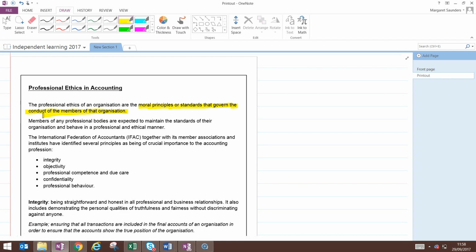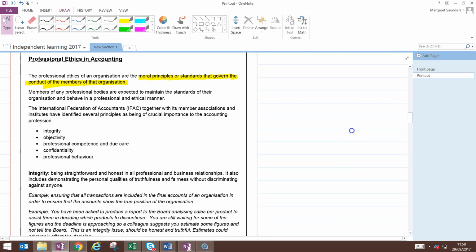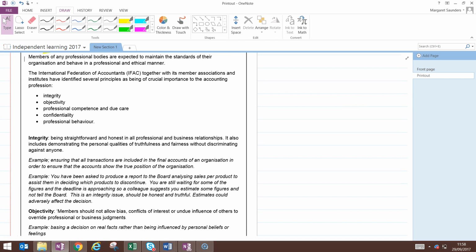If you eventually choose to join a professional body, you will be expected to behave in a manner that observes their ethics. Now, the International Federation of Accountants have identified several principles that are important to the accounting profession. The first of these principles is integrity. And that means you need to be straightforward and honest.